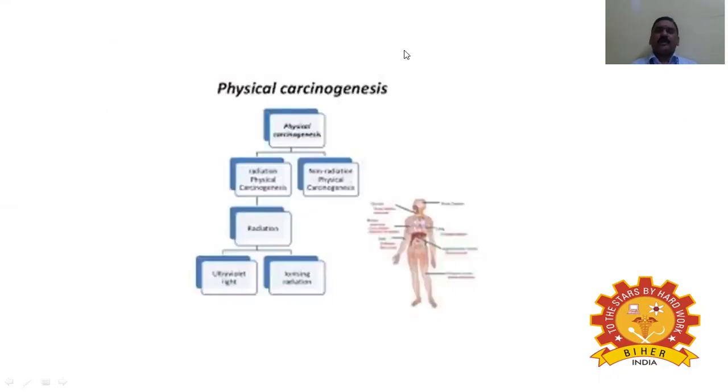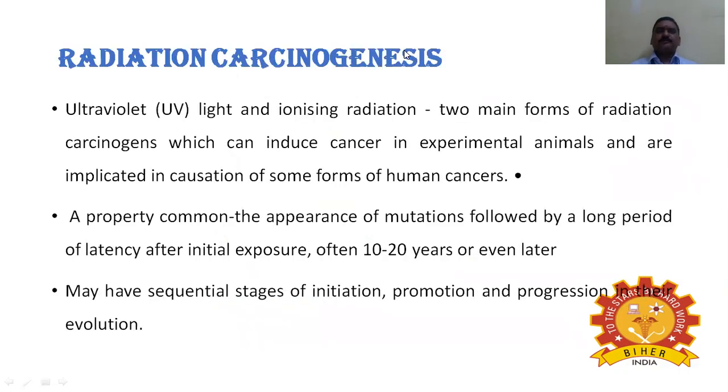Next I'm coming to the diagram explaining physical carcinogenesis. Next I'm coming to radiation carcinogenesis. Ultraviolet and ionizing radiations are the two main forms of radiation carcinogens, which can induce cancer in experimental animals and are implicated in the causation of some forms of human cancer.